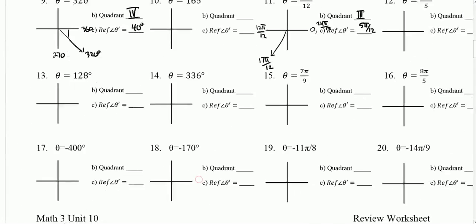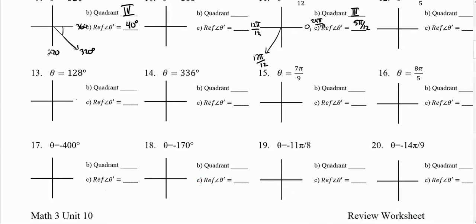For 13, 128 degrees is going to be between 90 degrees and 180 degrees. Reference angles here, we're in quadrant 2, and if you subtract 128 from 180, you end up with 52 degrees for your reference angle.